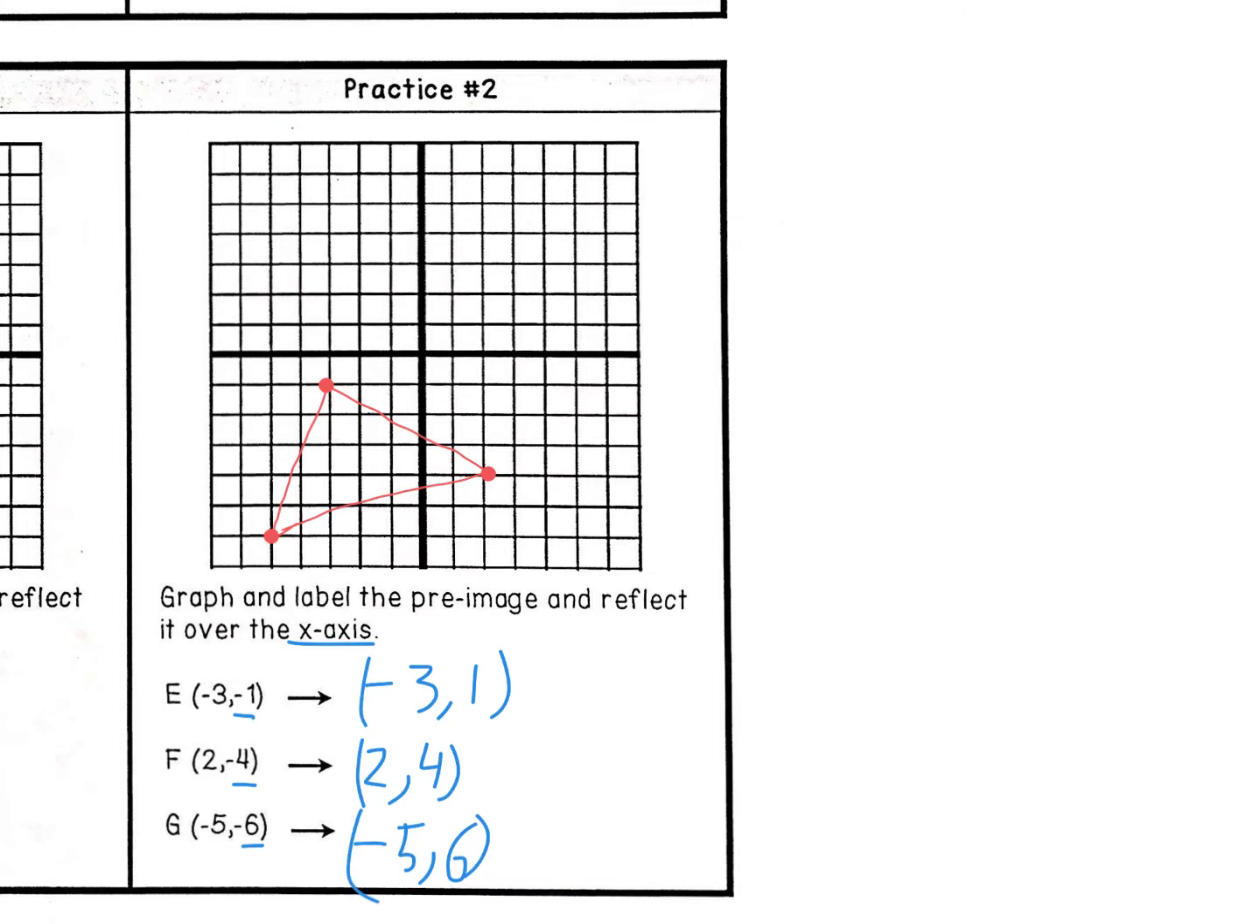Plot those in. So negative 3, positive 1, 2, positive 4, and negative 5, positive 6, right there. Connect our dots to give us our triangle. Pretend those all are straight and connect.